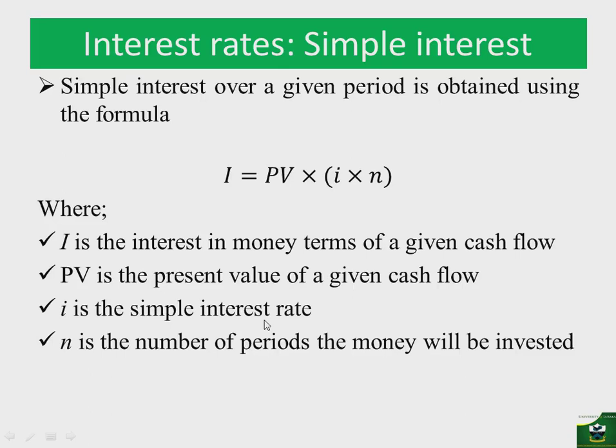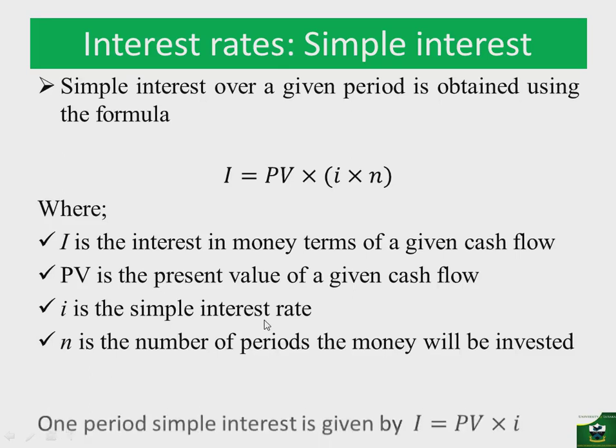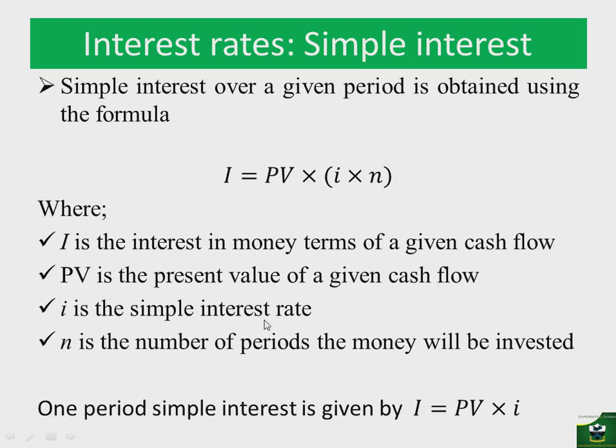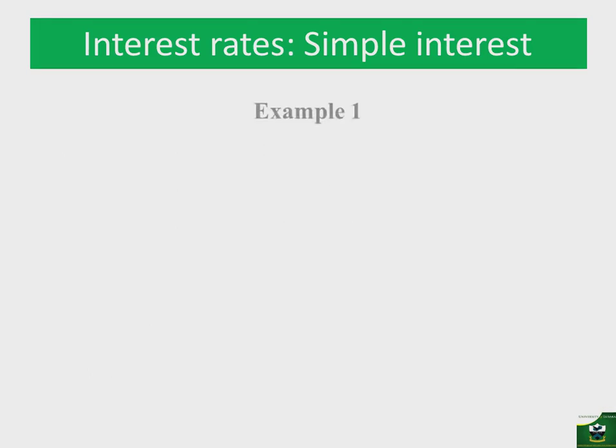Now, it should be noted that suppose you were only interested in knowing the interest for one time period, then the interest will be given by the present value multiplied by the simple interest rate. So if we multiply this by the number of periods that the money will be invested, we will be able to get our interest over the investment period. So make sure you take note of these two formulas because they are key in understanding what is happening to the investment. Okay, so let's look at an example.